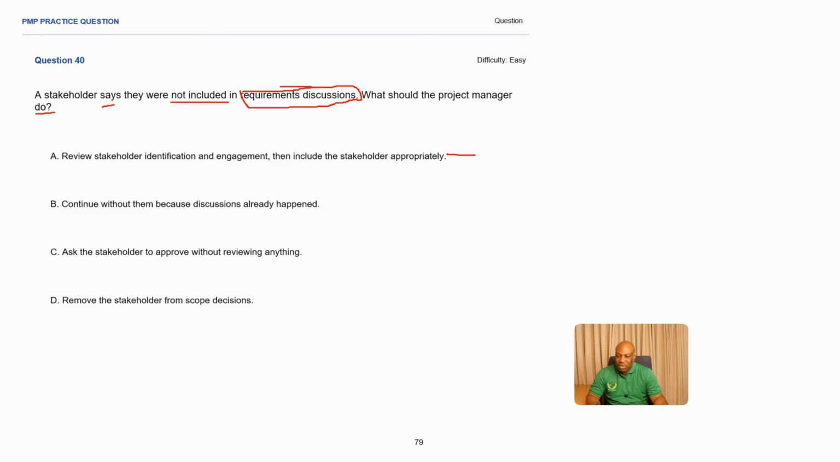Continue without them because discussions have already happened. This is not the best mindset to include. If a stakeholder is complaining that they were not included, then you need to put effort to understand their communication needs and their engagement needs, so that you can aid them and communicate with them in future discussions. So making this an incorrect answer. Ask the stakeholder to approve without reviewing anything. A stakeholder must be satisfied for them to approve anything. So making this an incorrect answer. Remove the stakeholder from scope decisions. You don't remove stakeholders. They are the ones who are supposed to make decisions on scope. They're the ones who are supposed to own the deliverables from the project, making this an incorrect answer.